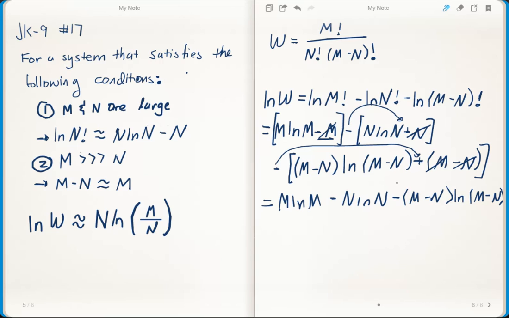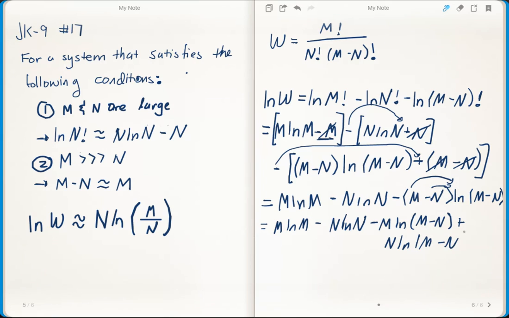From here we can further distribute these two values out and further simplify our equation. So what we're left with is m ln m minus n ln n minus m ln (m minus n) plus n ln (m minus n).